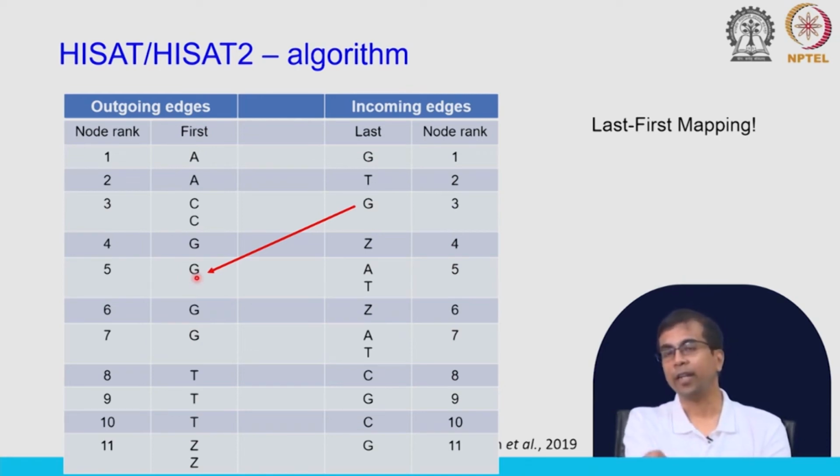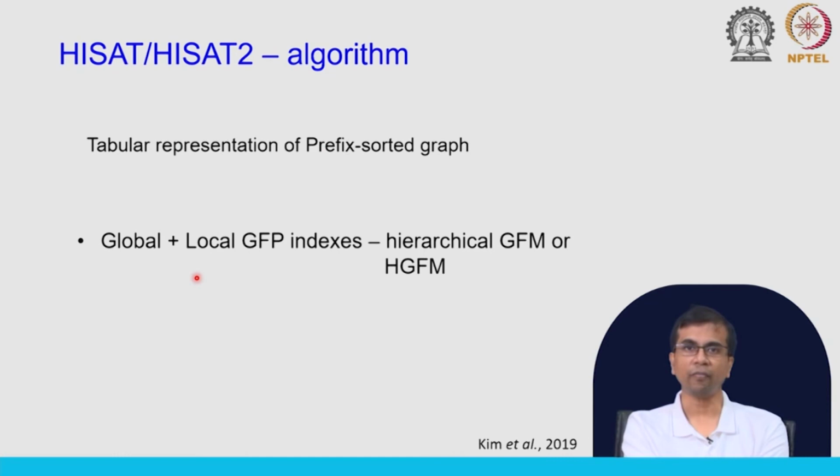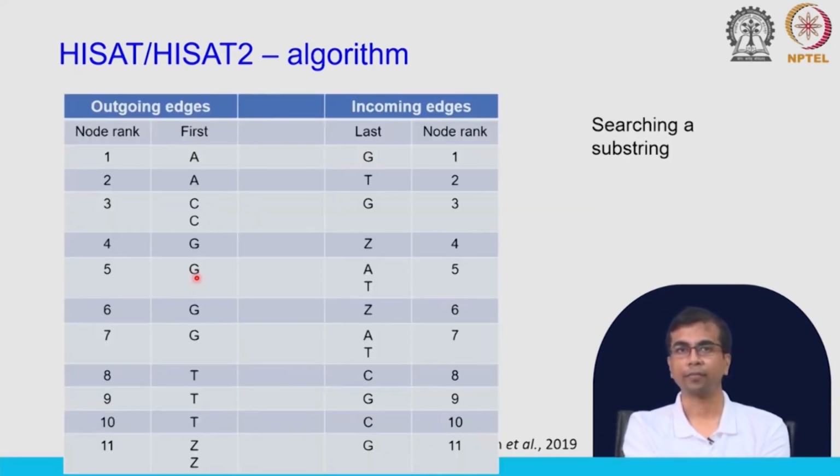So, what we can do now is utilize this last-first mapping property in this table, and we can map certain reads. And what we have seen is that it is very flexible. You can accommodate mutations, you can accommodate splice variants, because you have converted this reference into a graph. So, we have this global plus local indexes plus some repeat index which gives us this HGFM.